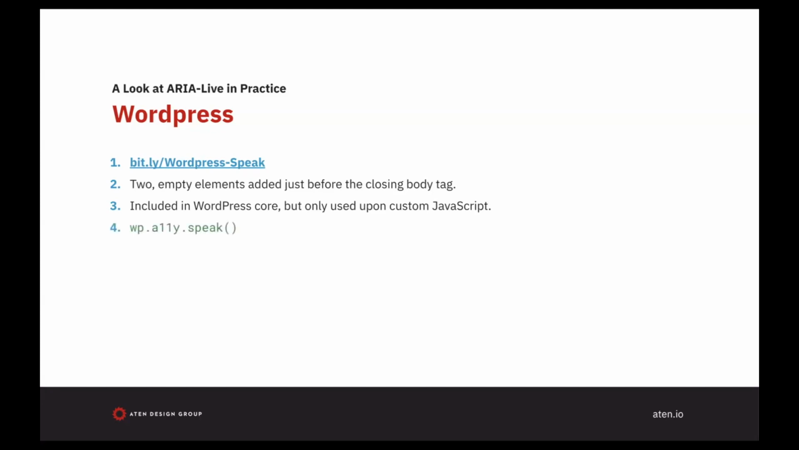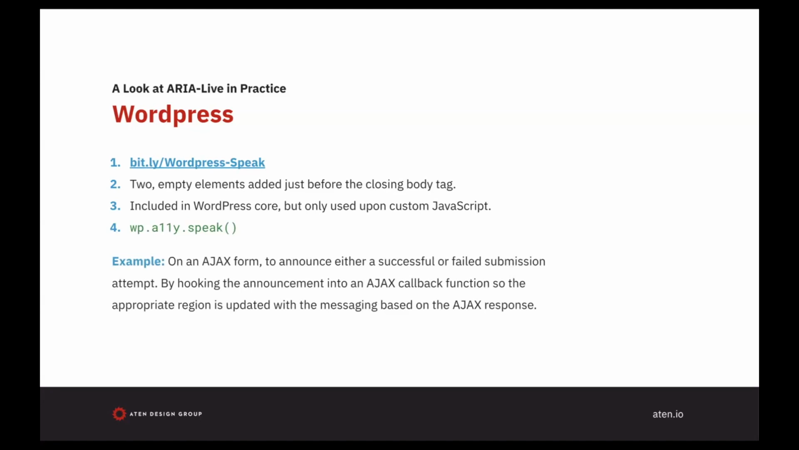The function for updating ARIA-live announcements is going to be wp.a11y.speak. A common example for this in WordPress is on Ajax forms to announce whether a submission has either been successful or has failed. You would hook the announcement function into an Ajax callback so that the appropriate ARIA-live announcement div is updated accordingly.